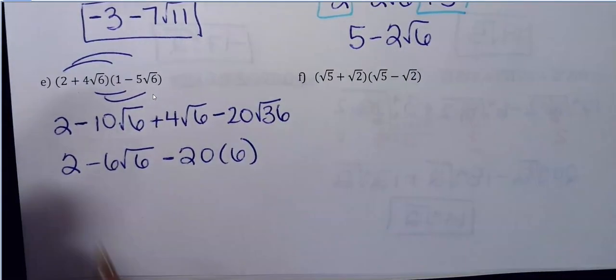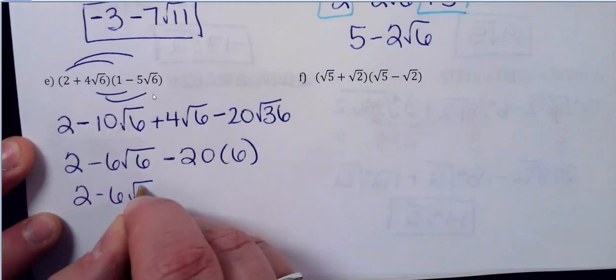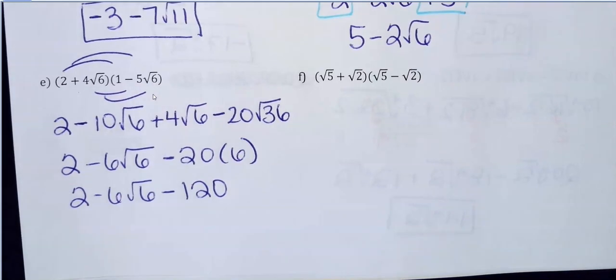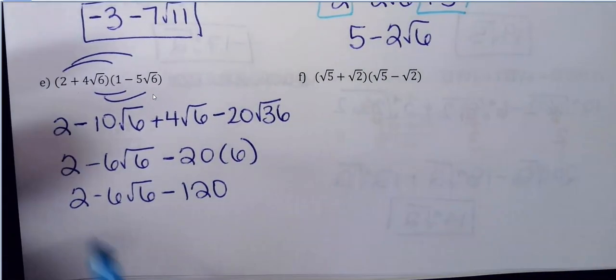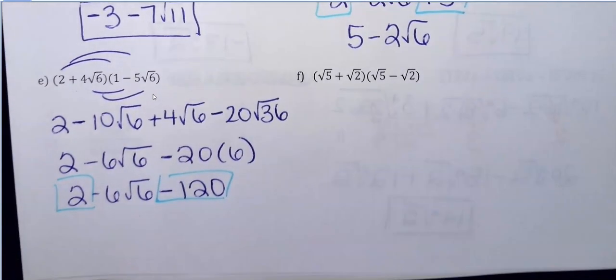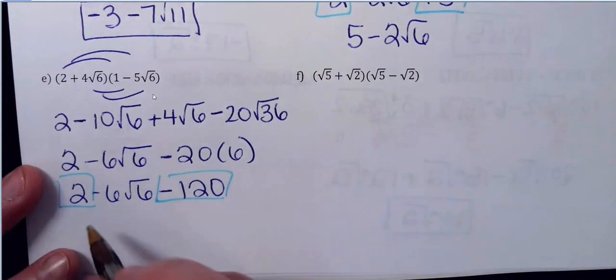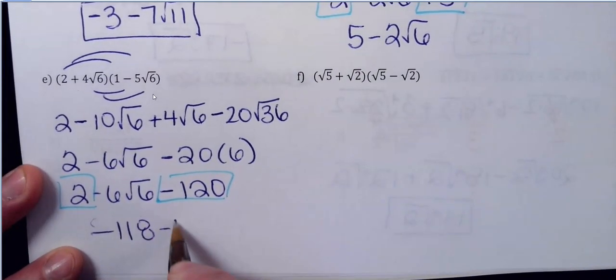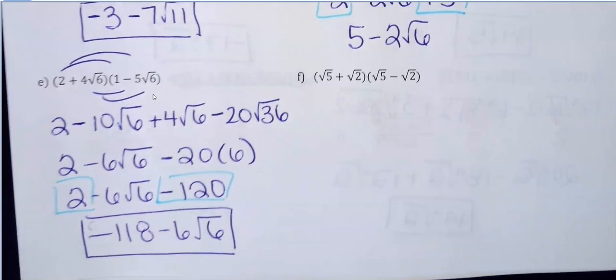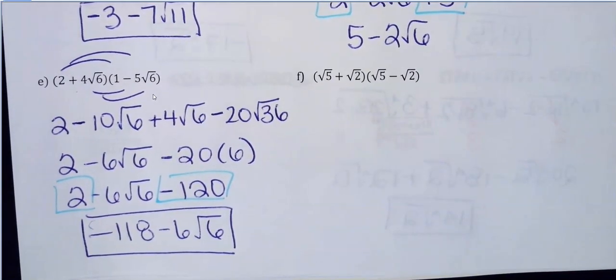And so you don't have to write out all these steps if you understand this. I'm just going to try to show you where it comes from. Negative 20 times 6 is going to give you negative 120. And then you can actually combine some like terms here. I have a 2 and I have a negative 120. So I should get negative 118 minus 6 roots of 6. We're not factoring anything like that, so just go ahead and leave it like that.